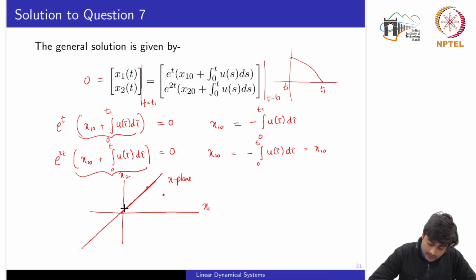Okay. So under this condition that both the initial conditions must be the same, we can say our system is controllable. But if both the initial conditions are not the same, then the system is not controllable.